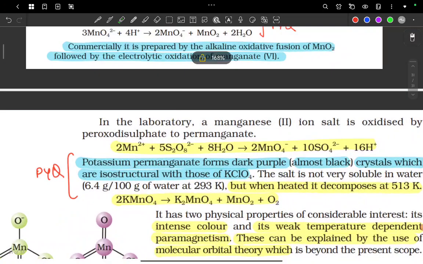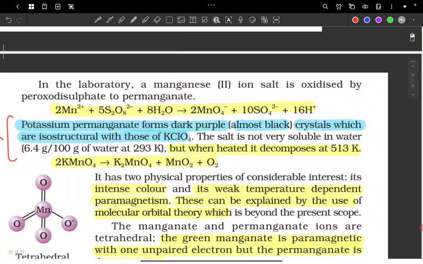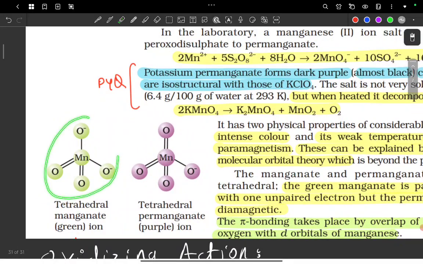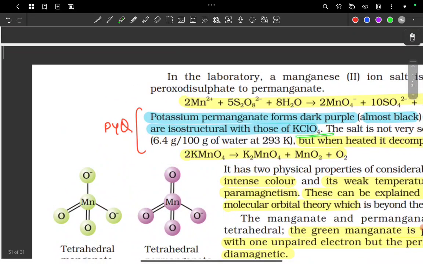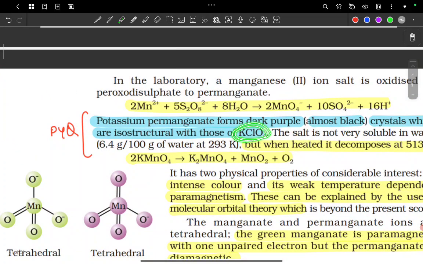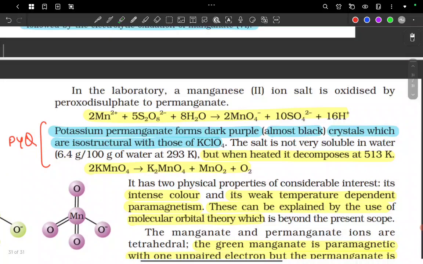Okay, now potassium permanganate forms dark purple, almost black crystals, which are isostructural with those of KClO4. Basically, they are saying this structure is similar to that of KClO4. What can be the structure of KClO4? Chlorine has 7 free electrons, so I guess this must be the structure. So I can see the similarity actually. These are isostructural. So KClO4 is a good analogy to remember the structure of the permanganate ion.